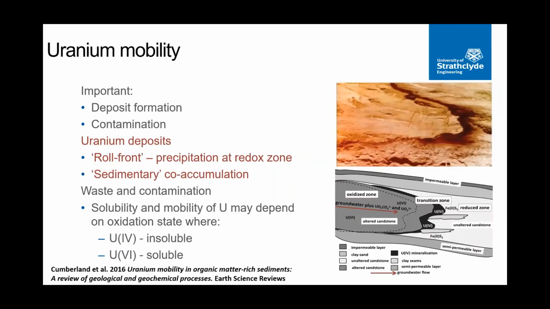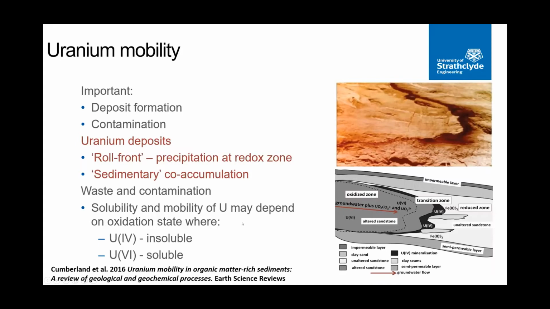So why are we concerned with mobility? It's important for deposit formation and for pollution contamination. In deposit formation, the typical type of deposit you would come across is the roll front deposit, and this is a redox front where uranium-6 comes in through sandstone in groundwater, hits a redox front, becomes reduced. Often there's some sort of iron sulfide or pyrite, maybe bacteria there at the front. So that's the picture at the top there, that was an open face, and the image below is the explanation.